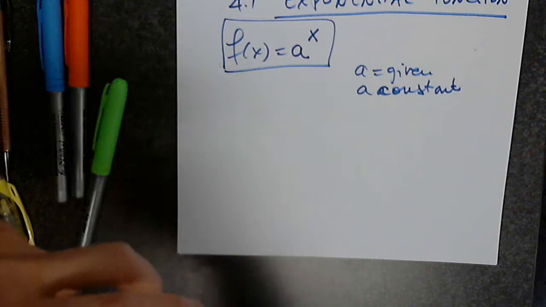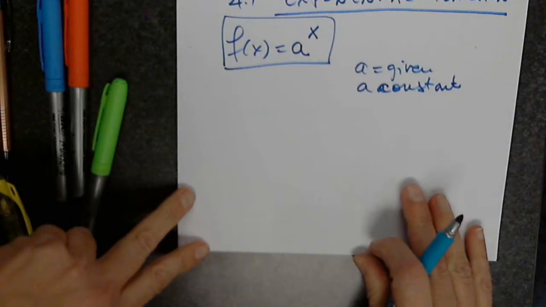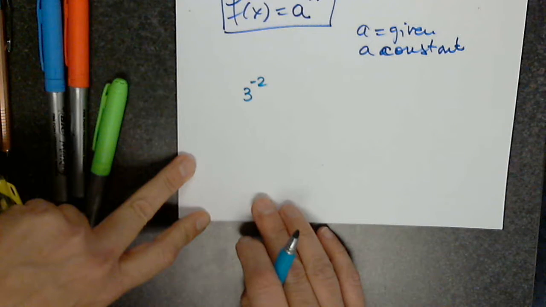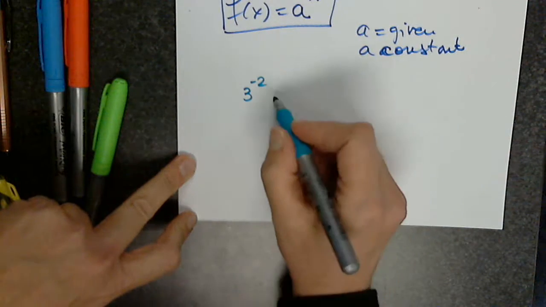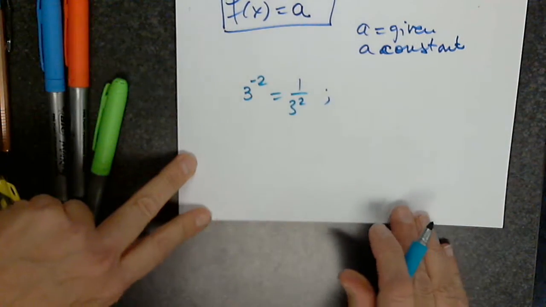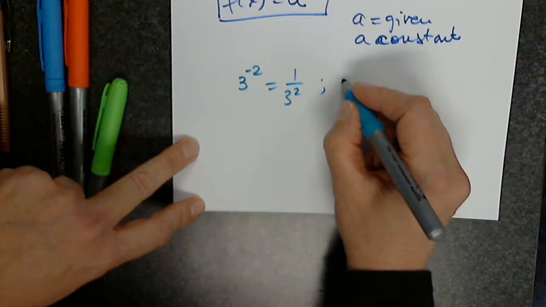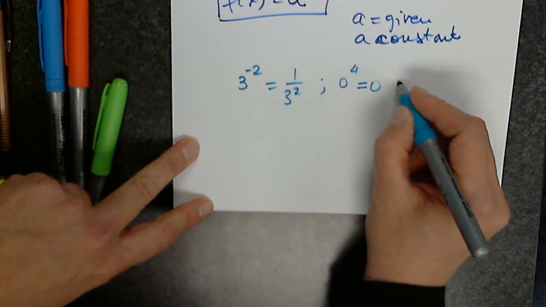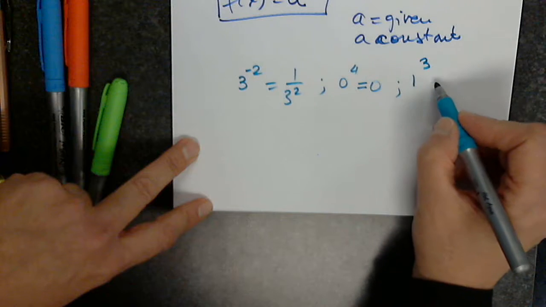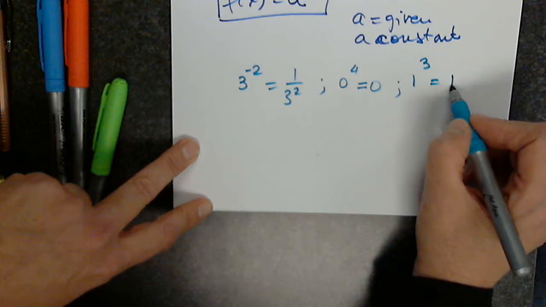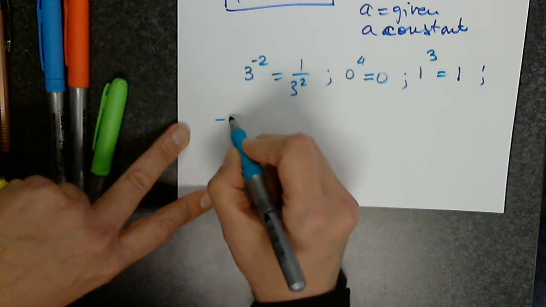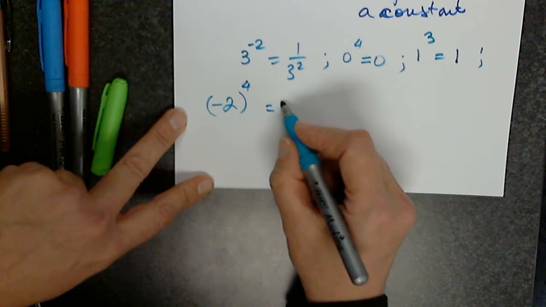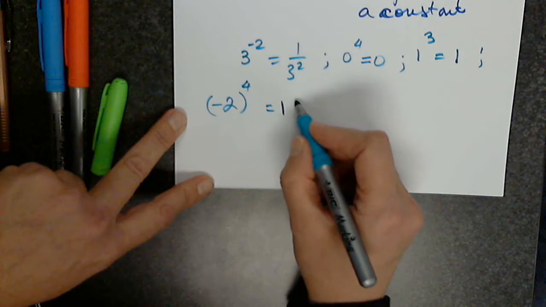Now there is a problem here, and here's the problem. Can I raise 3 to negative 2? Yeah, it's 1 divided by 3 squared. Can I raise 0 to the 4th power? What do I get? 0. Can I raise 1 to the 3rd power? And I get 1. Can I raise negative 2 to the 4th power? And I get 16.